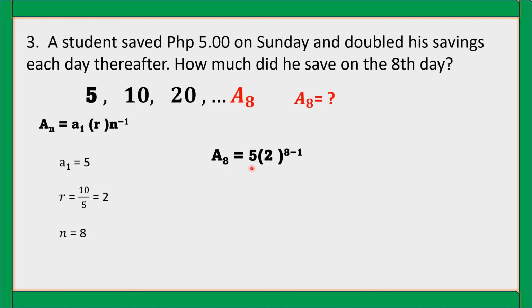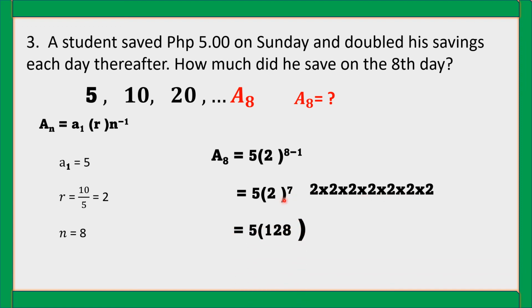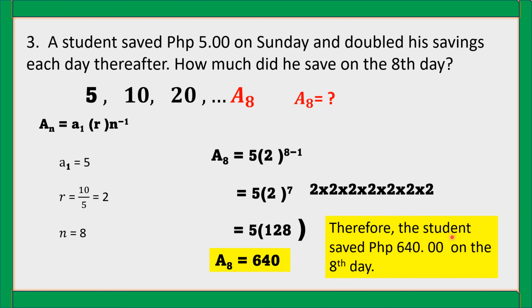Okay, so, substitute na natin sa ating nth term. So, a sub 8 is equal to the first term, 5. The common ratio is 2. Then, n is 8. So, 8 minus 1. Ayusin muna natin yung exponent. So, 8 minus 1 will become 7. So, copy lang natin yung 5 tsaka yung 2. And then, 2 to the 7th means, i-multiply natin si 2 ng 7 times. So, that is equal to 128. Then, copy lang muna natin si 5. And then, let's multiply 5 times 128. And that is equal to 640. So, therefore, the student saved 640 pesos on the 8th day.